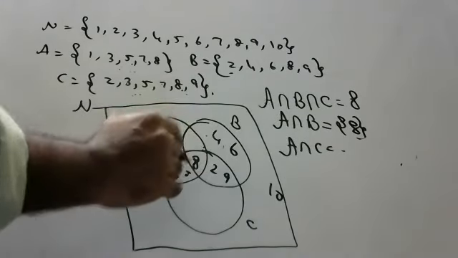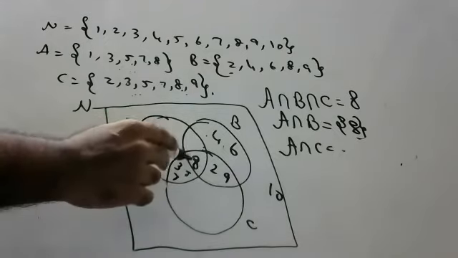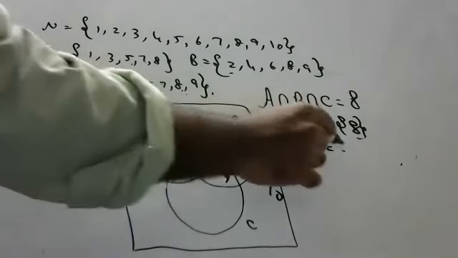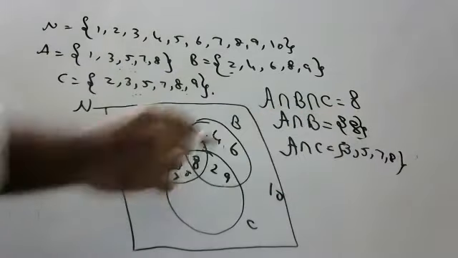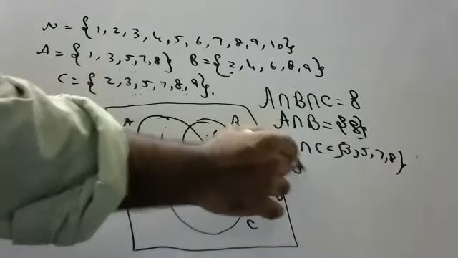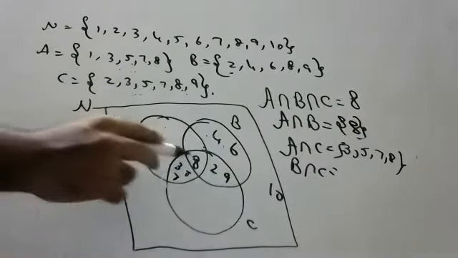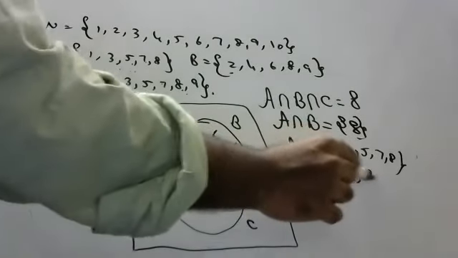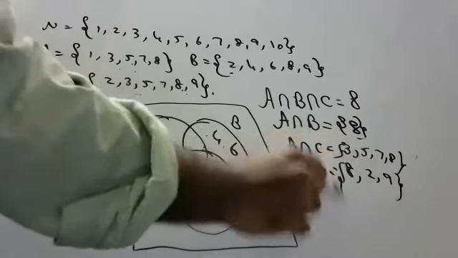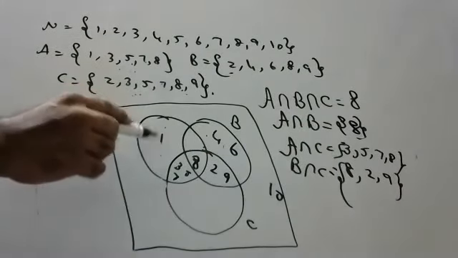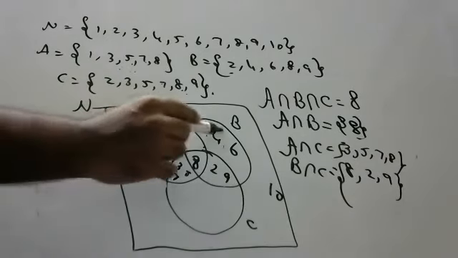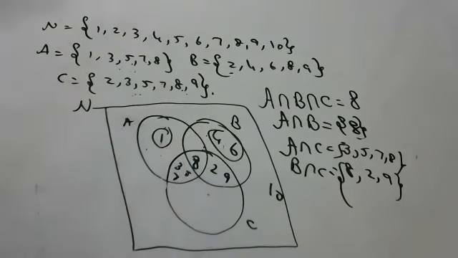Okay. And next in A intersection C, what will come? 3, 5, 7, 8. And in B intersection C, children, all of you please see here, what will we get? 8, 2, 9. Like this. So individually, every component you can write using Venn diagrams.